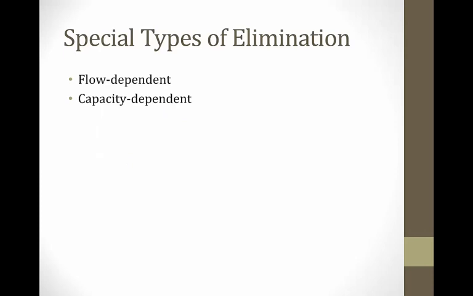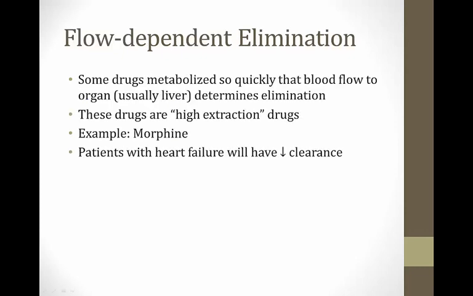and those are called flow-dependent and capacity-dependent elimination. There are some drugs that are metabolized so quickly that blood flow to the organ that metabolizes them, which is usually the liver, determines the elimination. In other words, if you send more blood flow to the organ, you get more elimination. If you send less, you get less. These drugs are called high extraction drugs, and there are a number of them that you can look up online if you wish. One example is morphine.